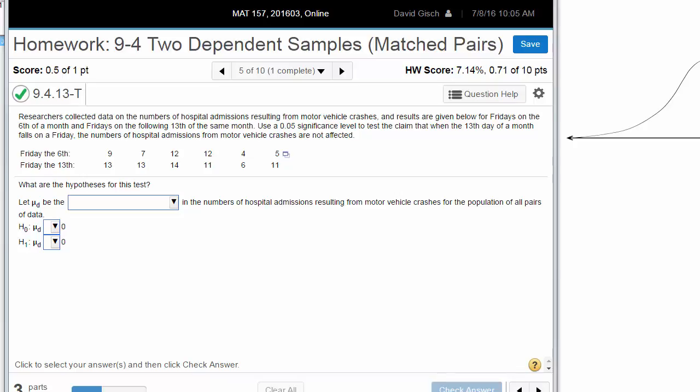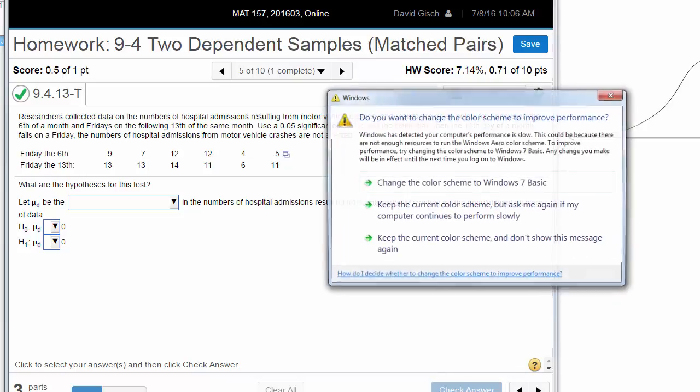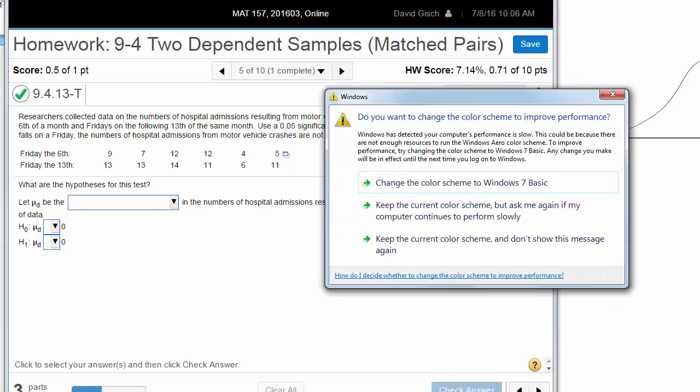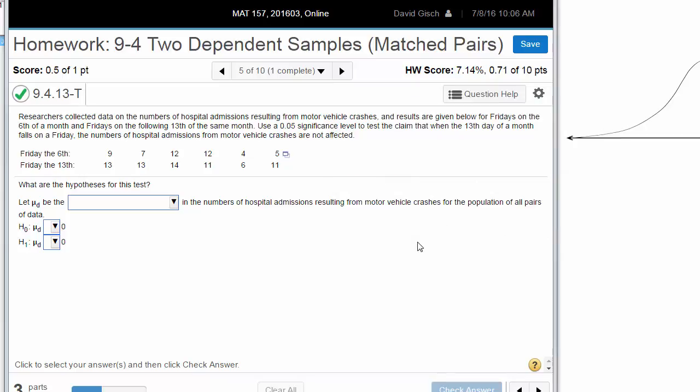All right. So they're comparing the Friday the 13th to the previous Friday. They're trying to use that previous Friday because you wouldn't want to compare the Friday the 13th crashes in December, let's say, to a non-Friday the 13th in August, right? Because winter weather and stuff is more likely to cause crashes. So that's why they're trying to link it to the Friday before in the same month.